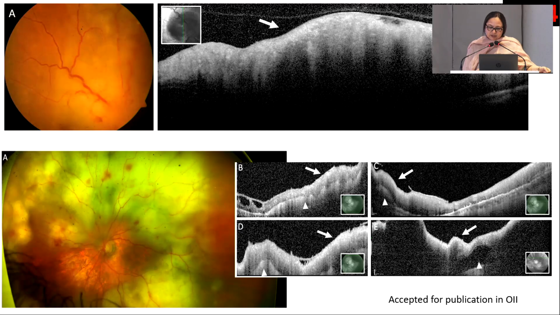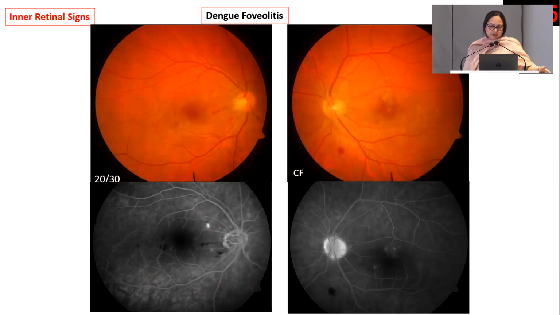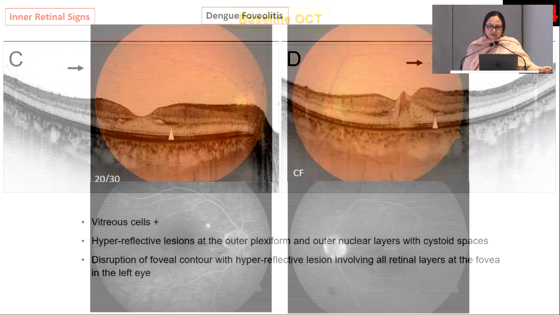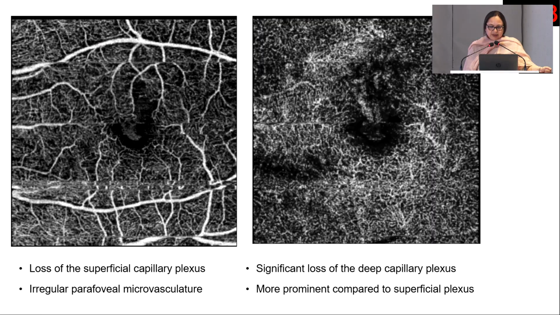This is another example to show you the rounded roof configuration, disorganization of the layer. So these are the biomarkers which I already showed. Then we move on to the inner retina signs, and when we are in the inner retina, besides the infiltration, you could also have foveolitis, and this foveolitis here is different than what I showed on the rain cloud. Rain cloud is bursting into the vitreous, you think of endophthalmitis. When just the fovea is elevated, this is foveolitis, which you could see in dengue or other post-fever viral retinitis.